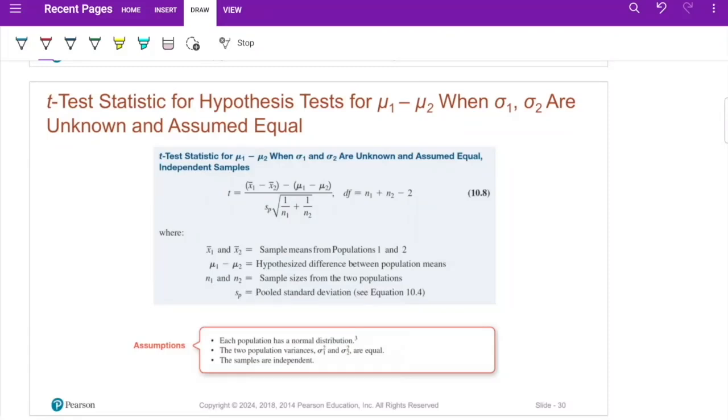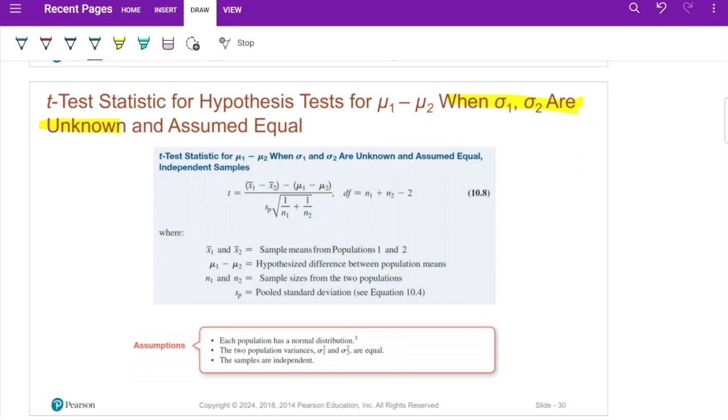The second type of hypothesis testing uses the t-test. And when do we use the t-test? We use the t-test when the sigmas are unknown. So as we said, when you have the population standard deviations known, then we use the z-test. When the population standard deviations are unknown, we use the t-test.